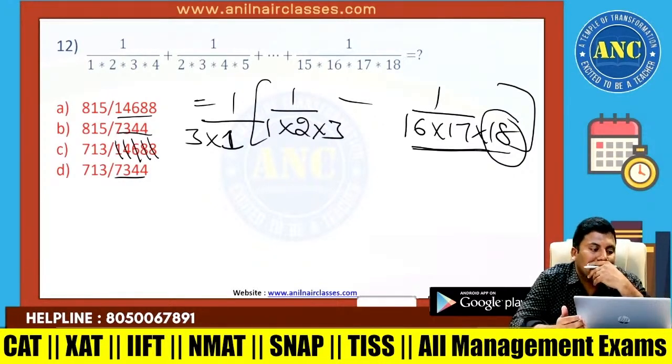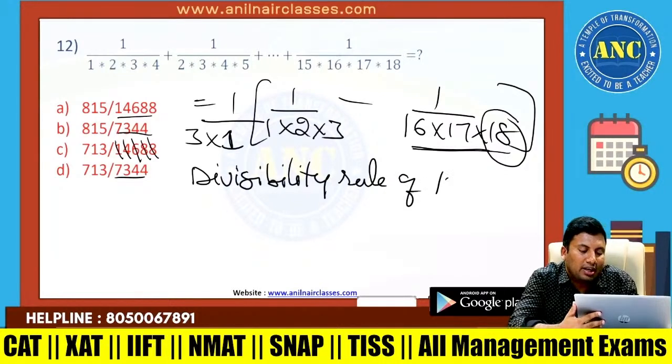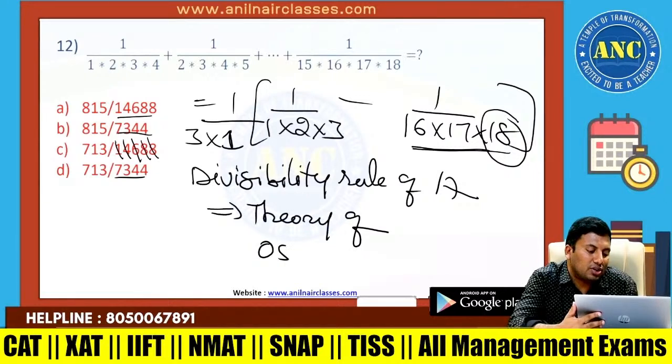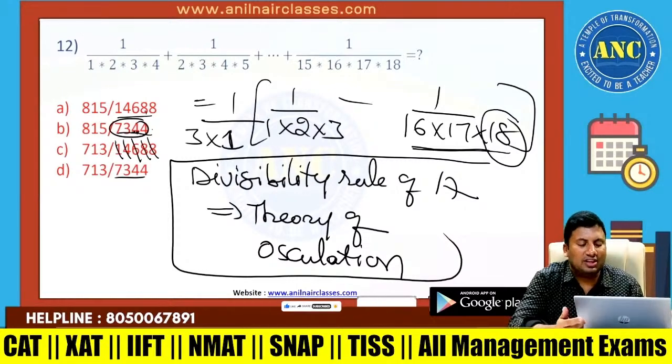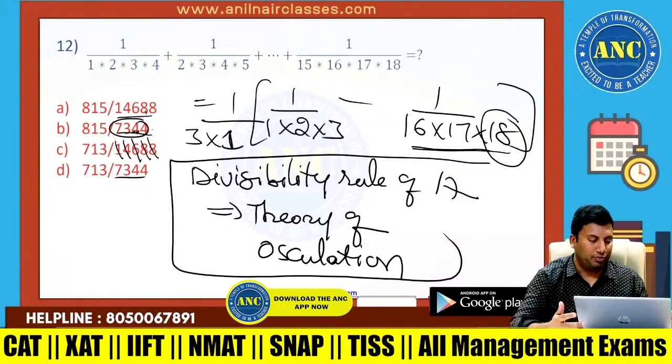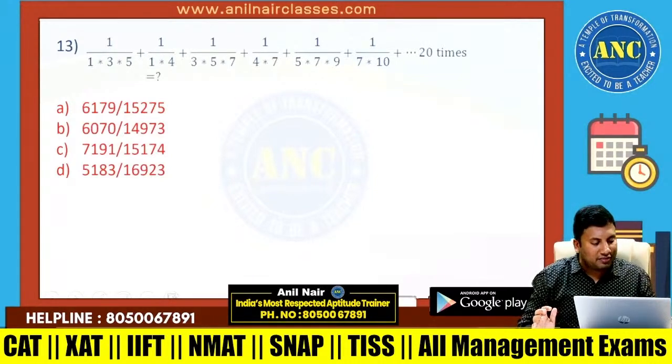Now what you can do is check 17. I will discuss in my prime number class how to use the divisibility rule of 17, using the theory of osculation. Theory of osculation helps you to know the divisibility rule of 17. You can apply the divisibility rule, but here I am not discussing it, because if this is a multiple of 17, obviously this will be. I hope the idea is clear. Method 2 is always there for you.